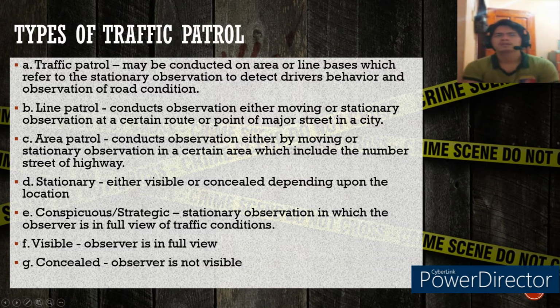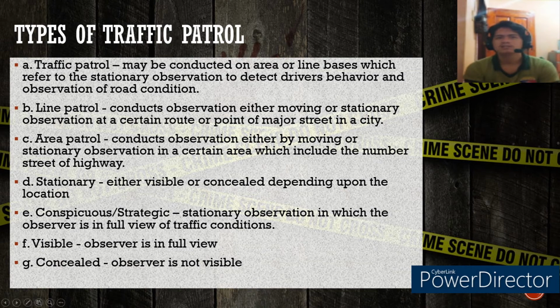Next is the types of traffic patrol. Traffic patrol may be conducted on an area or line basis, which refers to stationary observation to detect drivers' behavior and observation of road conditions. Stationary patrol is the most common for the enforcers. They just stand on the side of the road, observing when drivers commit violations and apprehending them. We can always observe them in downtown, nagatambay lang sa side sa road waiting for violations to be committed.